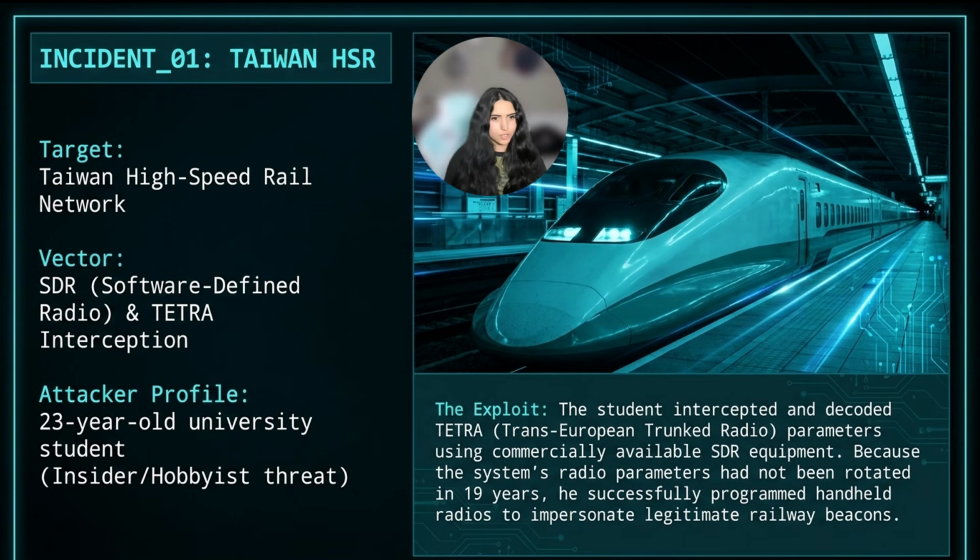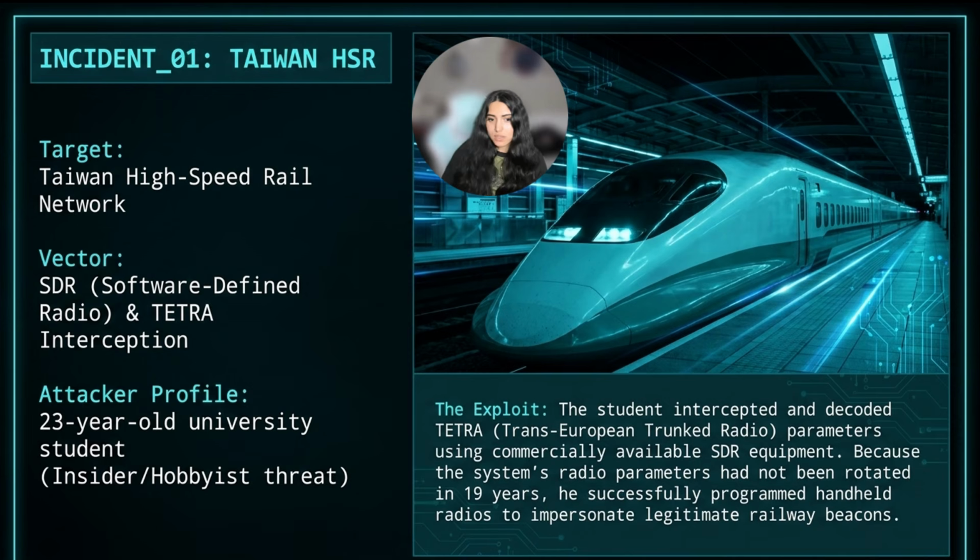So we all have heard about Stuxnet, the Florida water poisoning incident, and a lot of other incidents that happened in the OT world in the past 10, 20 years. However, what I would like to highlight here is the attack that happened to Taiwan's high speed rail network. Basically, a 23-year-old university student targeted Taiwan's high speed rail network by intercepting TETRA, Trans-European Trunked Radio, parameters, which had not been rotated for 19 years.